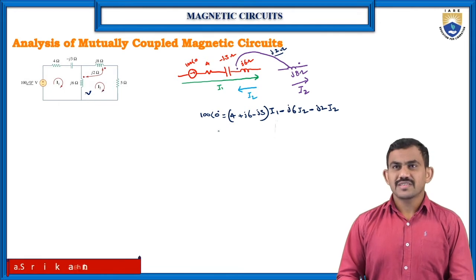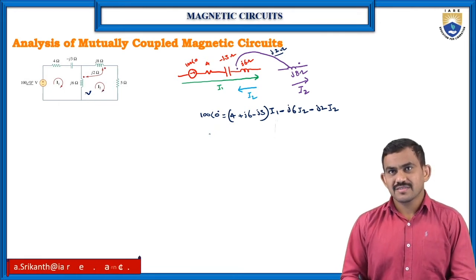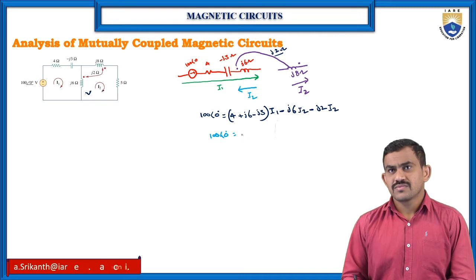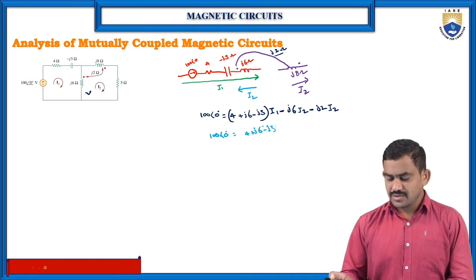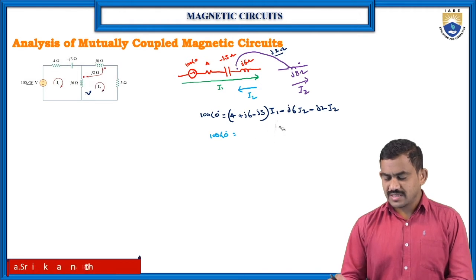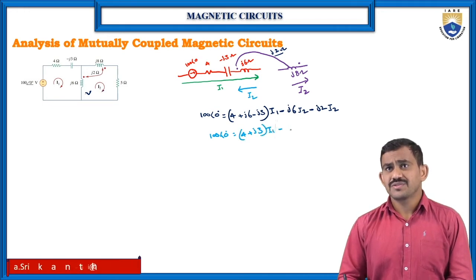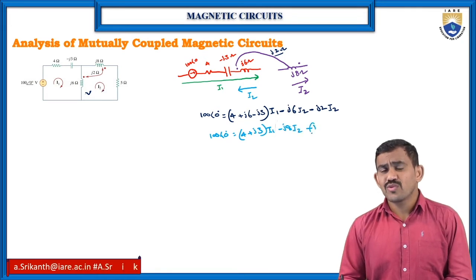So if you solve this equation, I will get the values 100 angle 0, and here we have I2. So for I1, 4 plus J6 minus J3 means we will get 4 plus J3 times your I1 value, and here we have the I2, so minus J8 times I2. So this is the loop 1 equation.